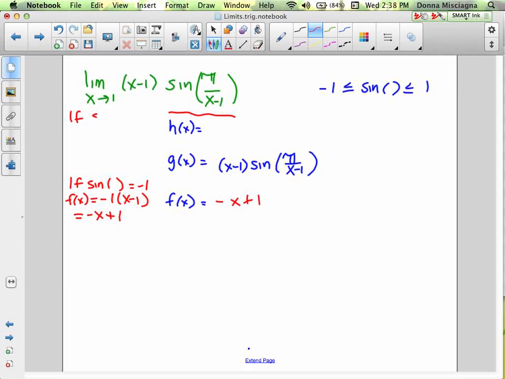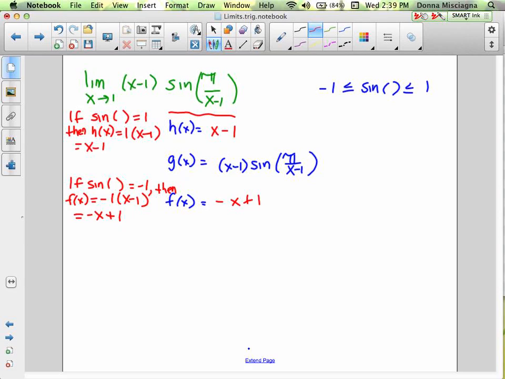If sine blop is 1, then h of x, I should have, if I have an if, I really should put a then in, huh? An implied then? Then h of x equals 1 times x minus 1, which is just x minus 1.